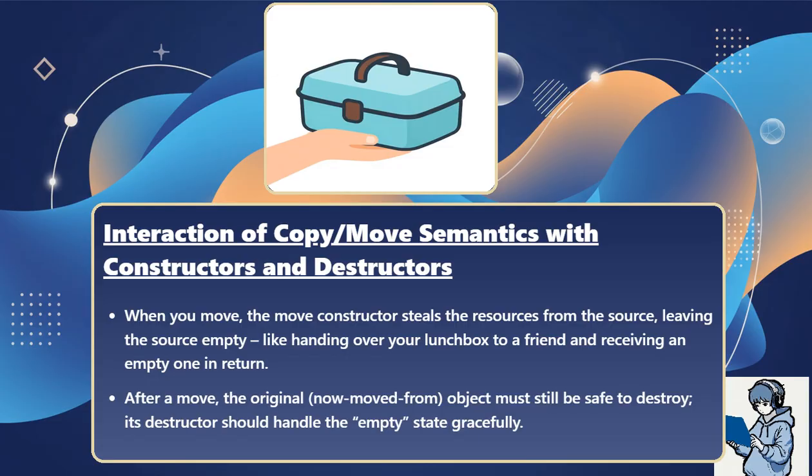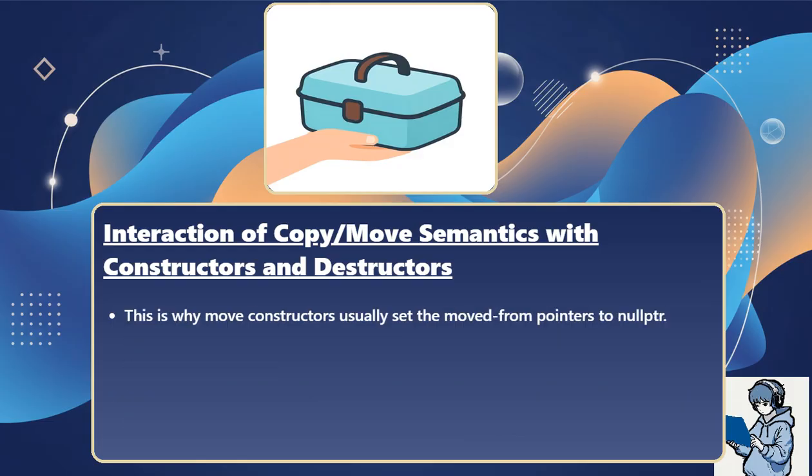After a move, the original, now moved-from, object must still be safe to destroy. Its destructor should handle the empty state gracefully. This is why move constructors usually set the moved-from pointers to nullptr.